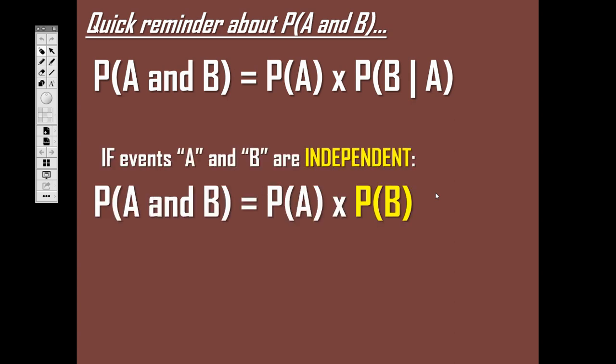If A and B are independent, then probability of B given A is the same as the probability of B from the test for independence, and therefore we could say that probability of A and B is equal to probability of A times probability of B. That's only if they're independent.